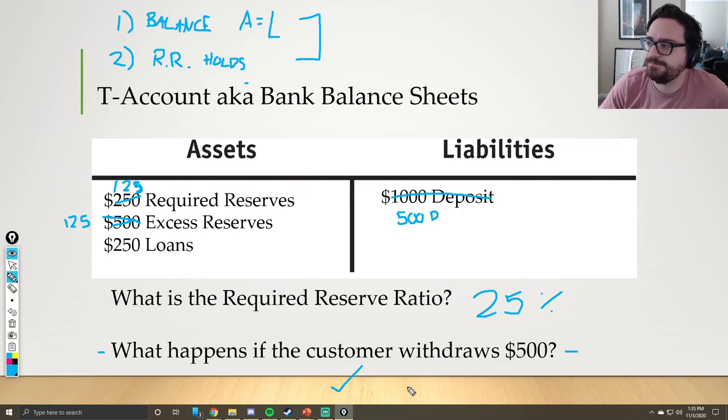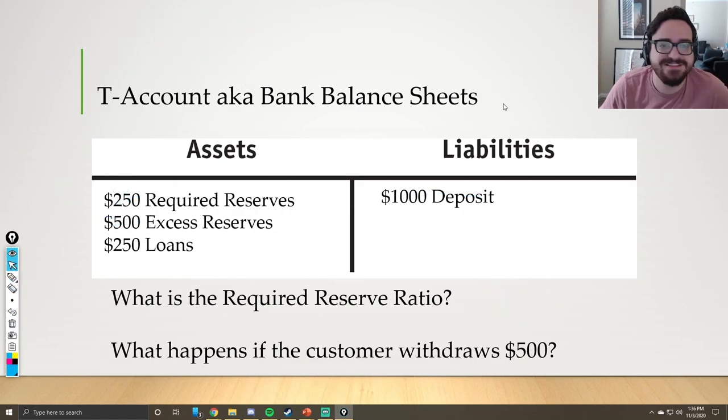Problem solved. So the way that you know that you're working through a balance sheet problem right is that at the end, you're still following these two rules. At the end of the day, assets and liabilities equal each other. Check. And at the end of the day, the required reserves part here matches the reserve requirement. 25% of 500 is 125. Check. 250 is not 25% of 500. So that was wrong. That's why I had to go an extra step to solve that. Complicated. I know that's hard. Welcome to the hard unit.